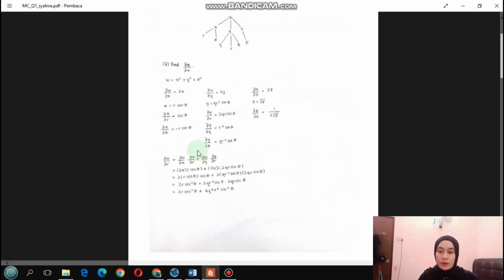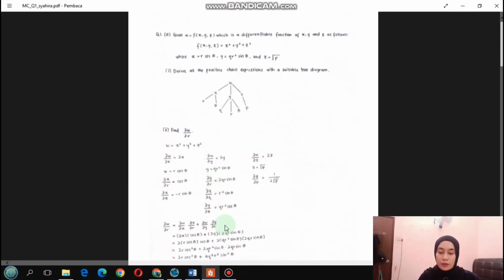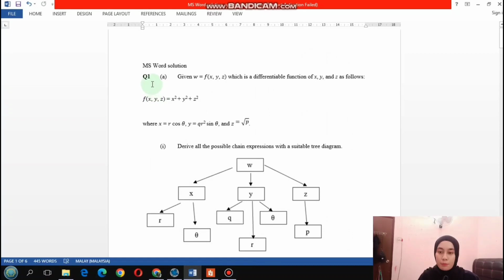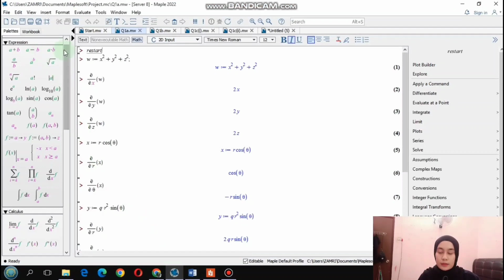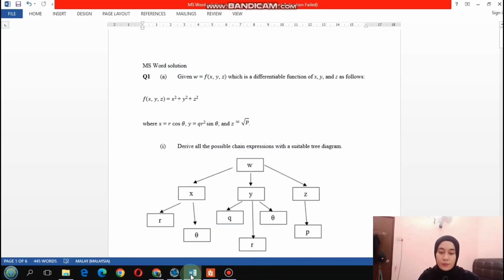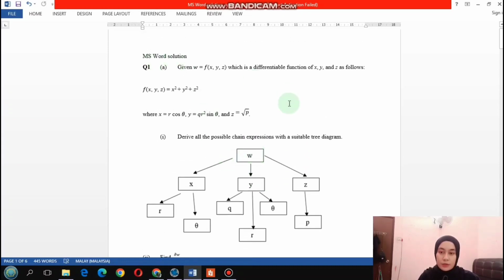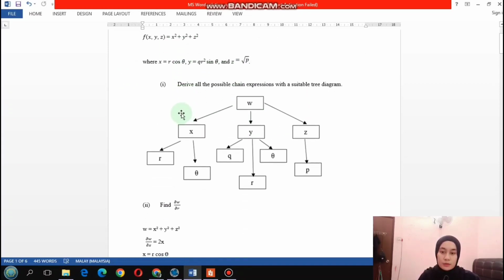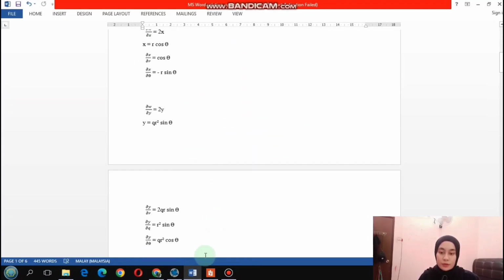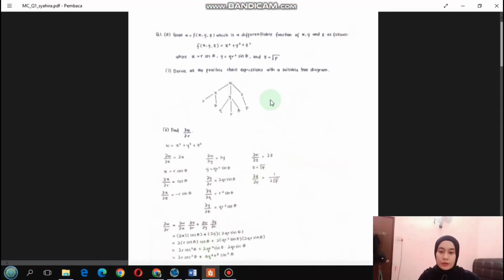Here I have a manual calculation that I've done and a Microsoft Word solution. I'm also using Maple software. I'll go one by one briefly. For this question 1, I've derived the tree diagram and so on. Here is the manual calculation.